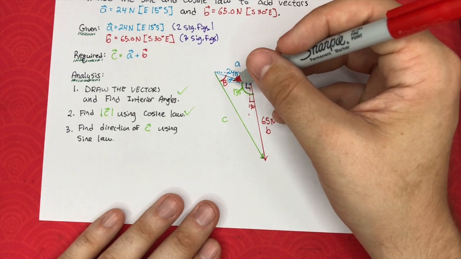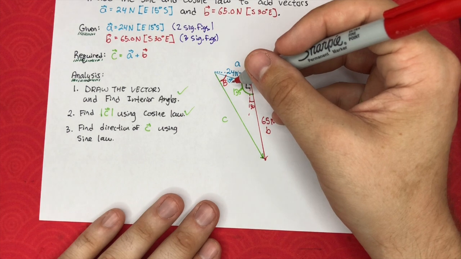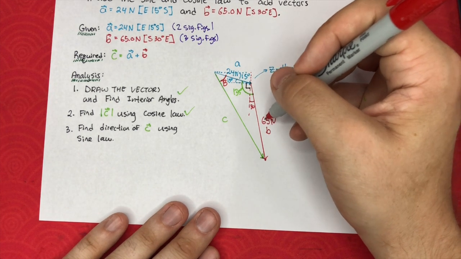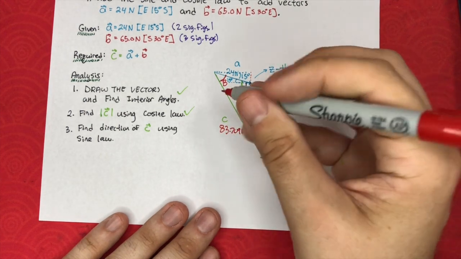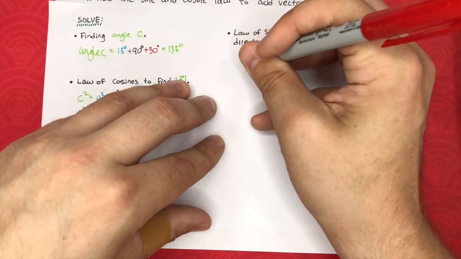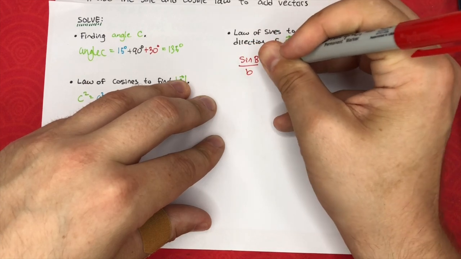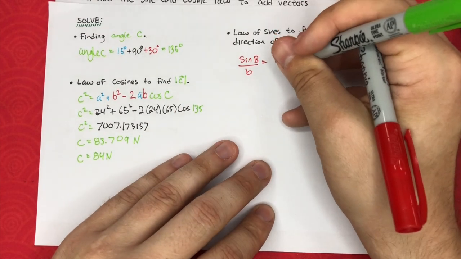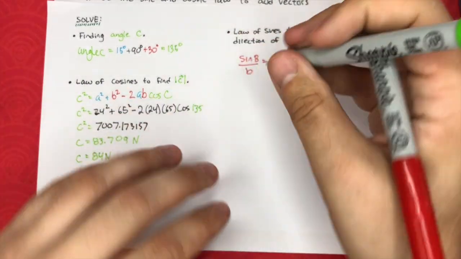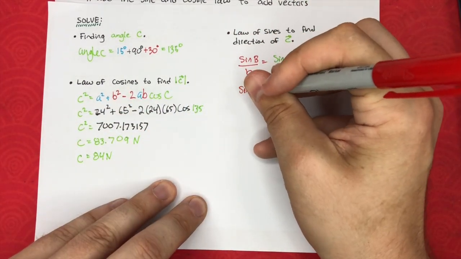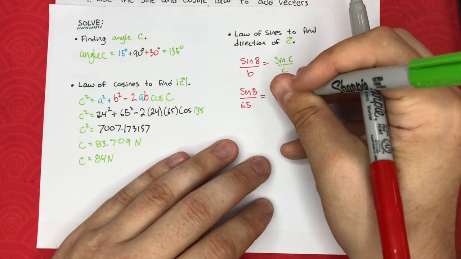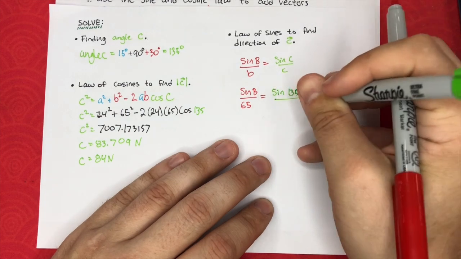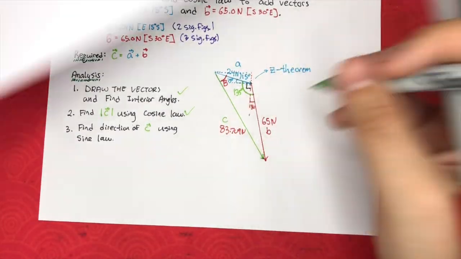So in order to find angle B, we need to use the law of sines. Because we have 65 newtons here, we have 83.709 newtons here, we can put that right into our formula for the law of sines. So let's write that down. Sine of B divided by b is going to equal the sine of C divided by c. Putting our numbers into our equation, we'll find sine of B divided by 65 newtons is equal to sine of 135 degrees divided by 83.709.